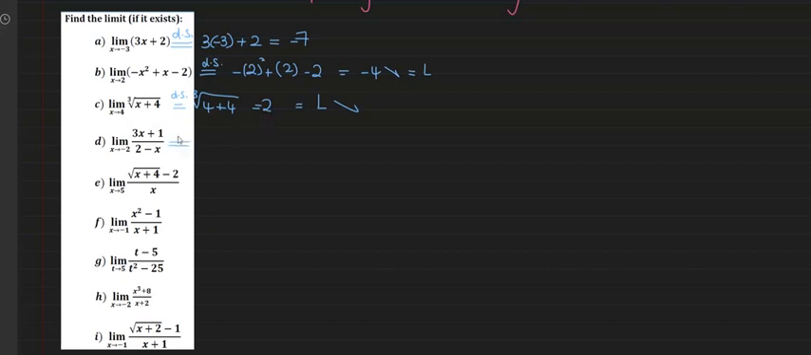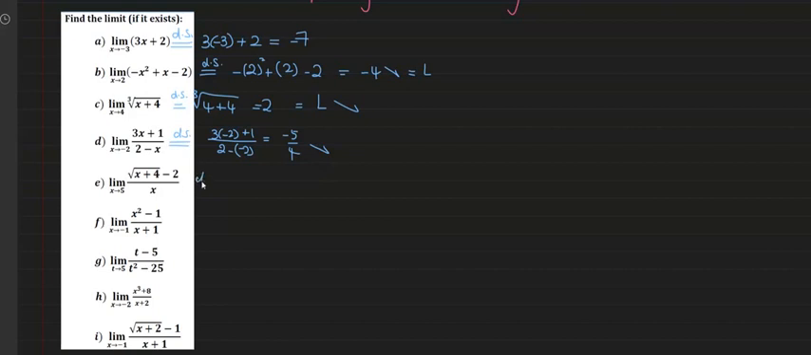Again, here in part D, we will direct substitute, substituting x by -2: -6 plus 1, which is -5, over 2 plus 2. We can turn it into 4, and this is the limit value which is accepted.